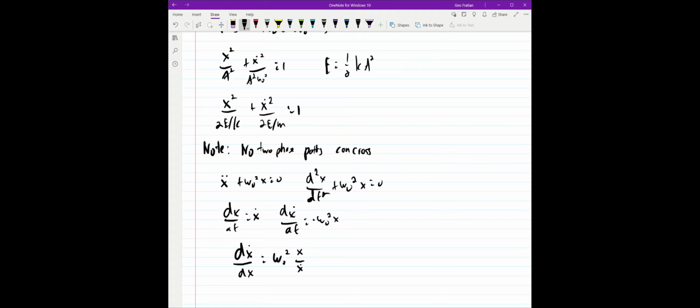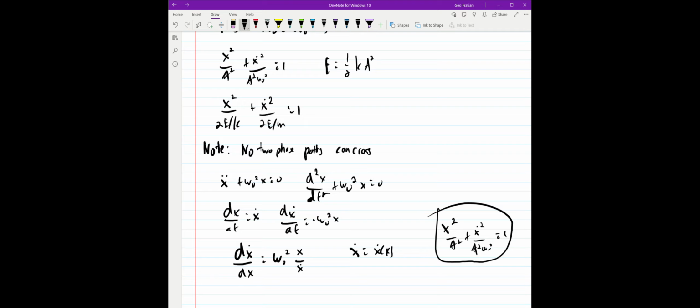Now this is a first order differential equation where x dot is a function of x, and the solution is just x squared over a squared plus x dot squared over a squared omega naught squared equals 1. These families of solutions are the solution to that.